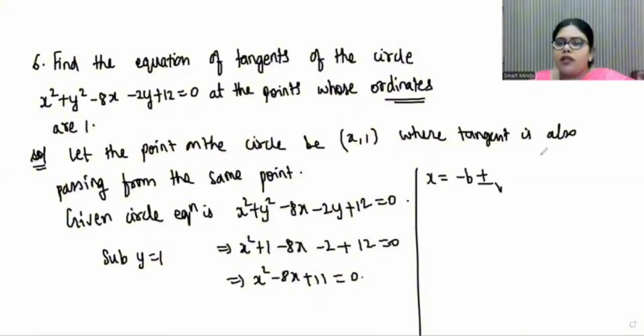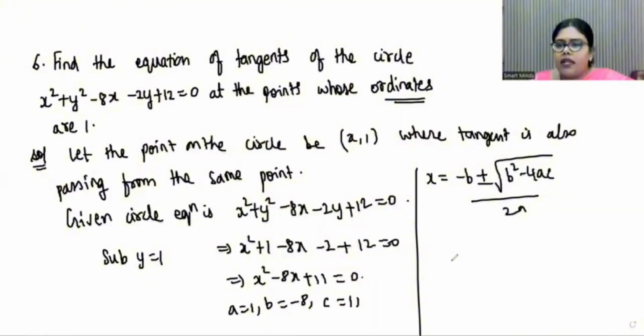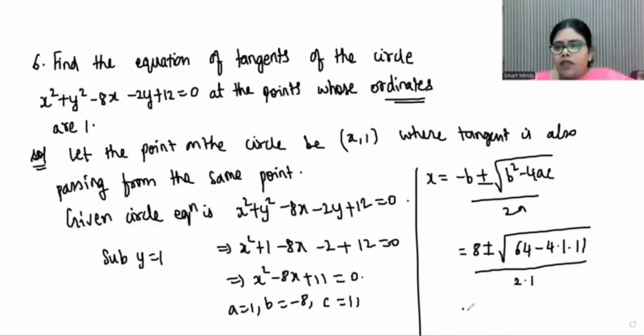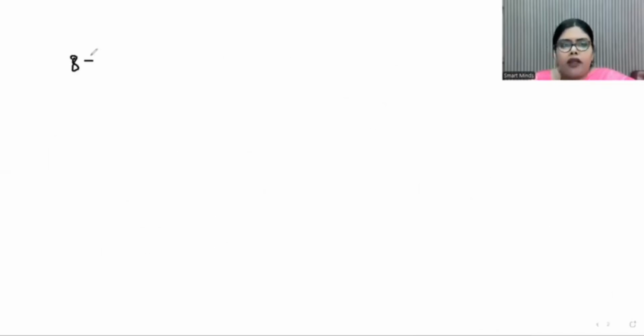So what is the formula method? Minus b plus or minus root over b square minus 4ac by 2a. So in the place of a we take 1, in the place of b we take minus 8, and in the place of c we take 11. So that is 8 plus or minus root over 64 minus 4 into 1 into 11 by 2 into 1. So that is 8 plus or minus root over 64 minus 44 by 2. That is 8 plus or minus root 20 by 2. Now root 20 we can write as 2 root 5, so 8 plus or minus 2 root 5 by 2.